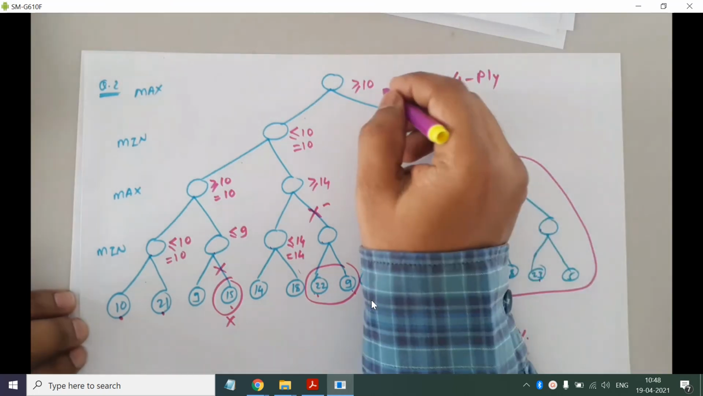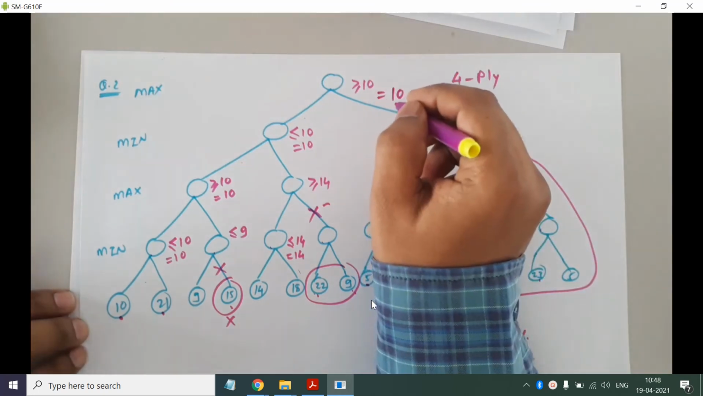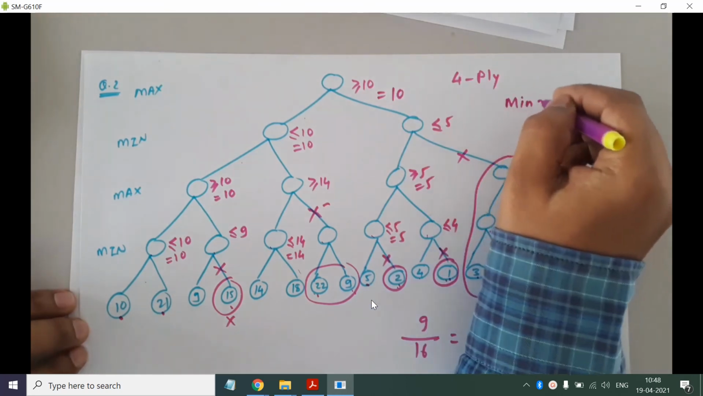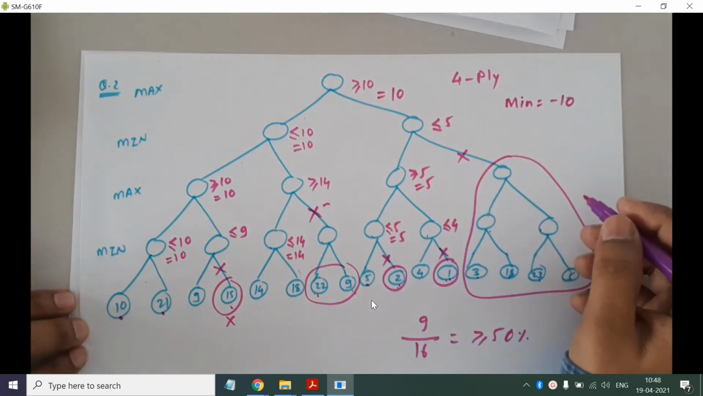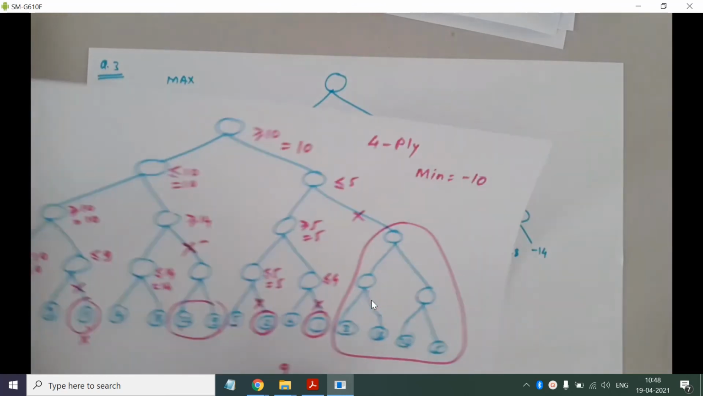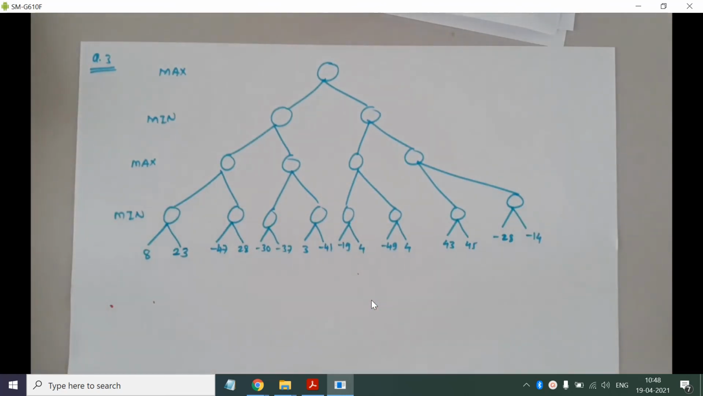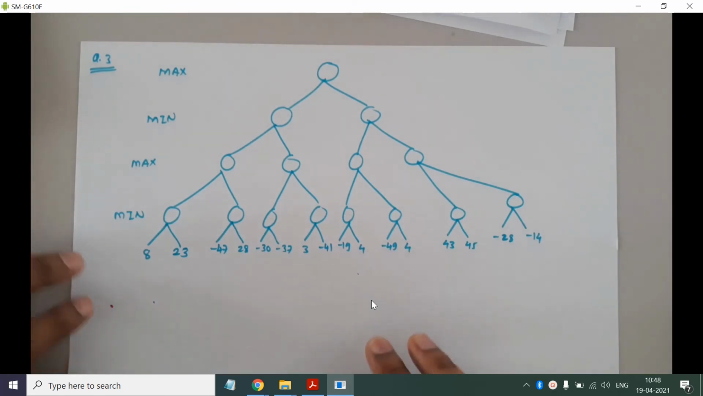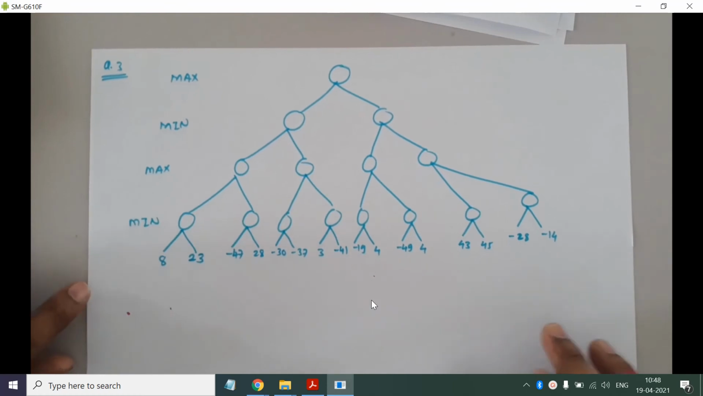So here the best reward is 10, so for min it would be a penalty. He will get a minus 10. So in some games min will also win. So consider this one. Please take a screenshot of this.